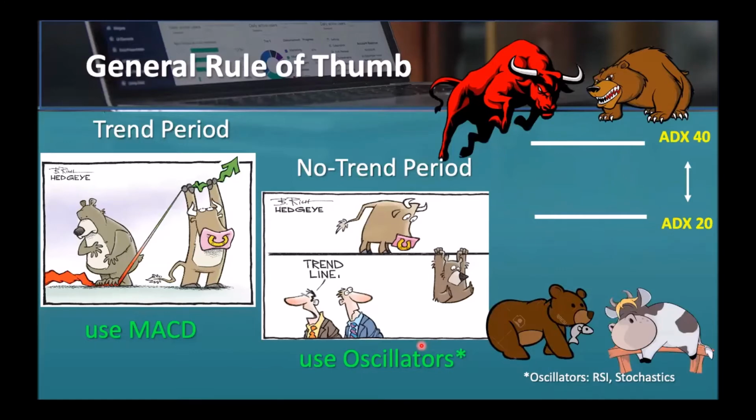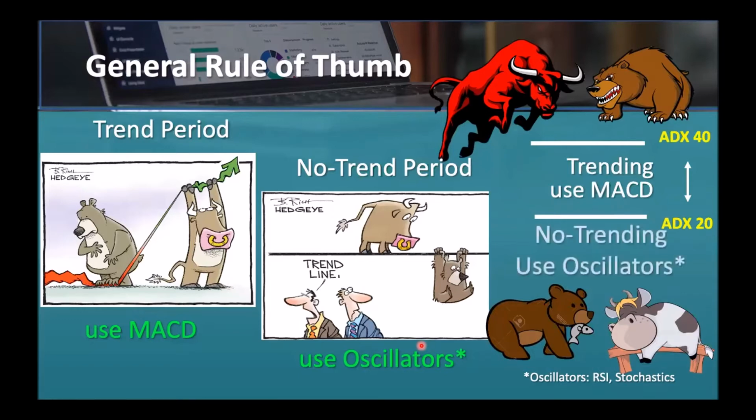So we use ADX 20 to 40 as a guide. Somewhere between 20 to 40, MACD works the best. And below 20, we use an oscillator, either RSI or stochastic.